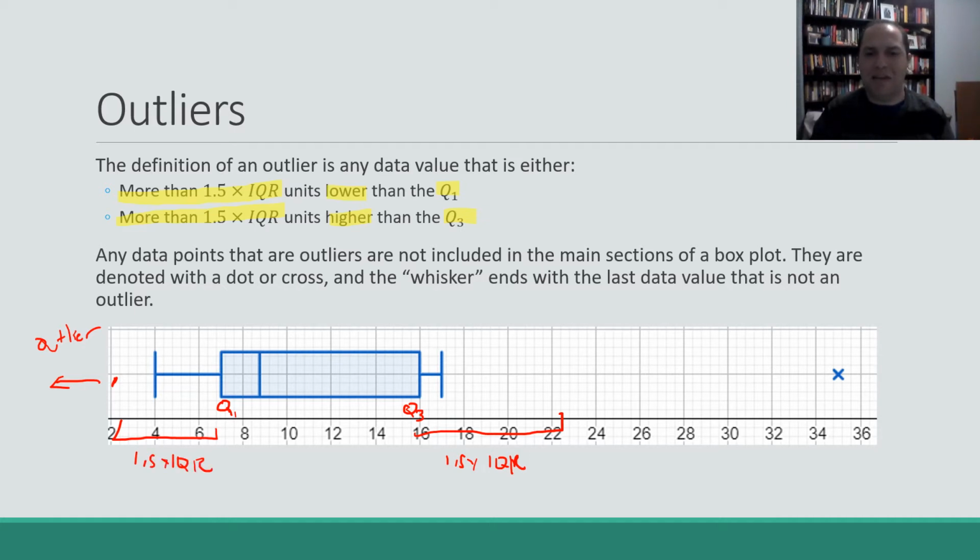Anything in that range, that's not an outlier, but anything beyond that range, like this point up here, would be considered an outlier. So the key formula there is 1.5 times your interquartile range above your third quartile or below your first. Anything outside of those ranges is considered an outlier.